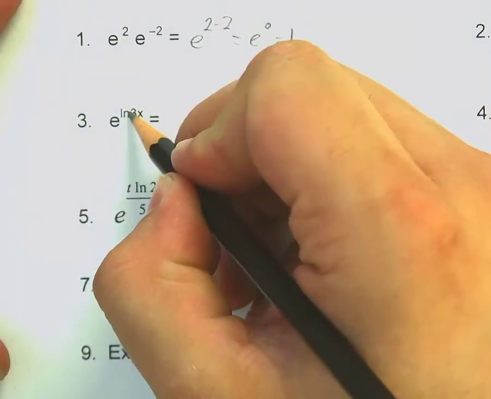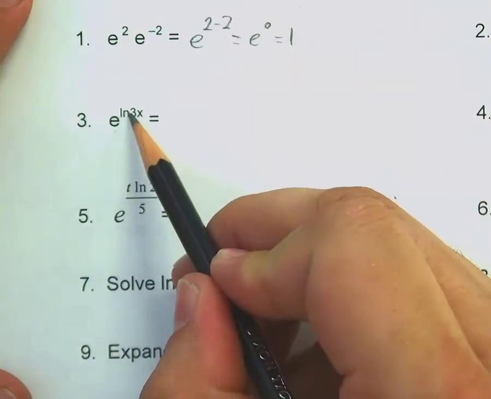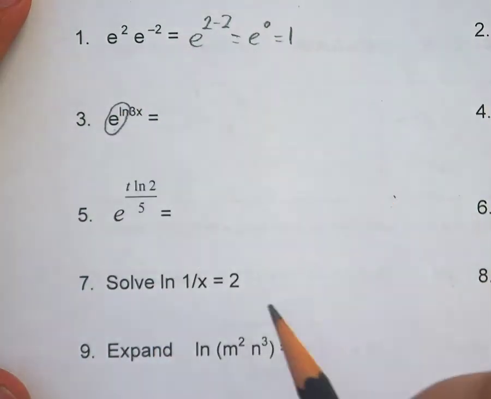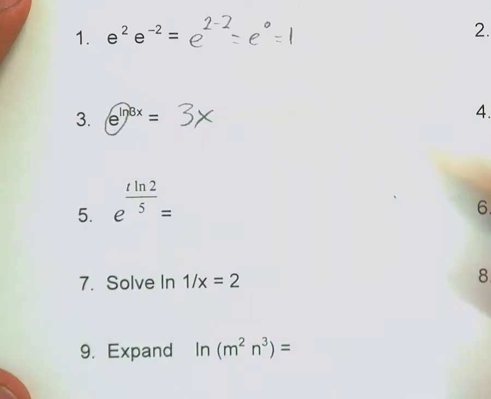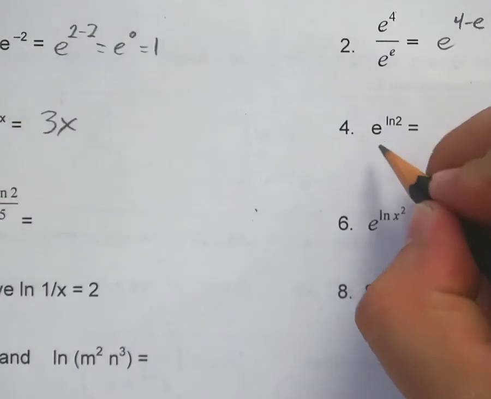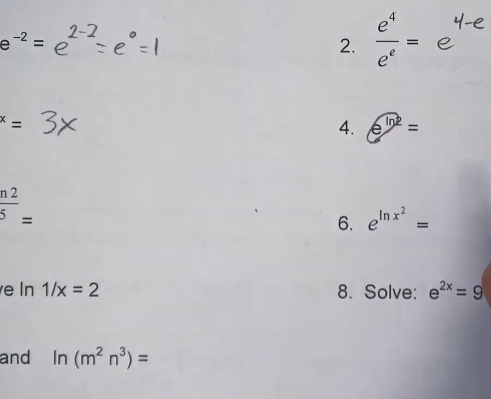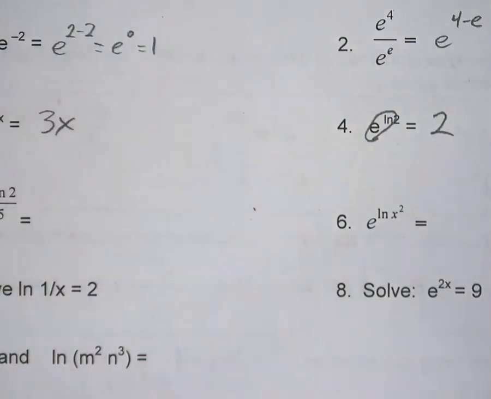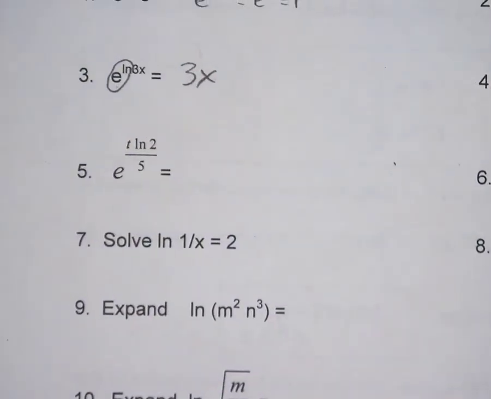E to the natural log of 3x. See this e and natural log right here? Those are going to cancel and leave you with 3x. Over here, e to the natural log of 2 is 2. So again, e's and natural logs will cancel out.